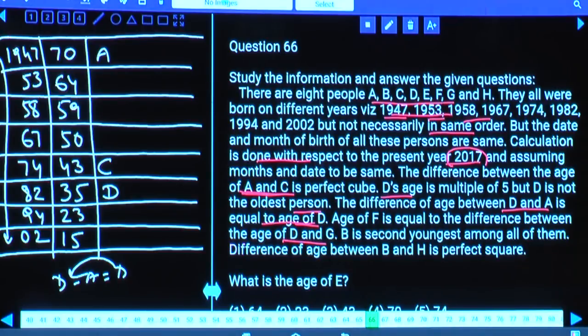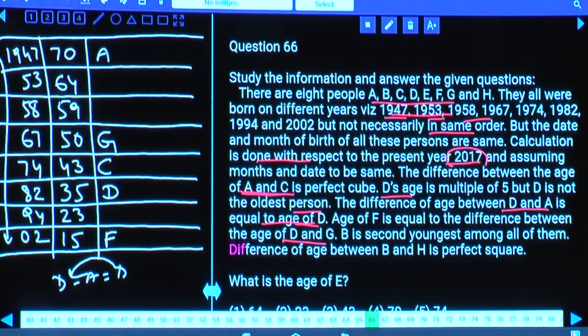Is it there? No. And 35 minus 23 is not there. And 35 minus 43 is not there. And 50 minus 35, is there or not? 50 minus 35 is 15. Hence, what is the age of this F? The age of F equals the difference between the ages of D and G, 50 minus 35, which is 15. That is the age of this F.